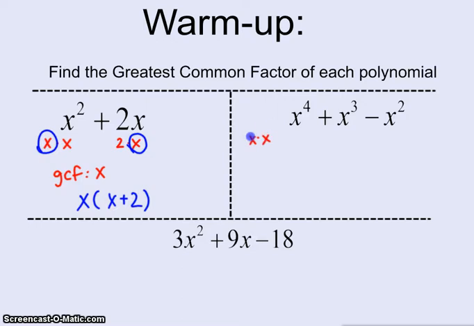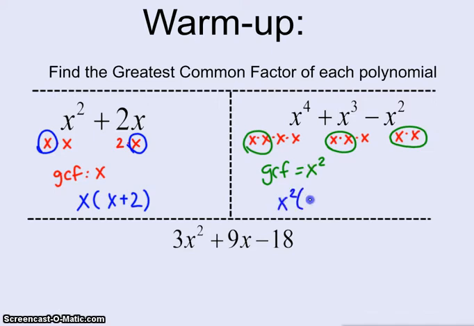Alright, so there is 4 x's here when it's x to the 4th, 3 here, and 2 here. So I share 2 all the way across. So the GCF here will be x squared. So the final answer would be x squared parentheses x squared plus x minus 1. That's because there's a minus in front of the x squared. So when I multiply x squared times negative 1, I'll get negative x squared again.